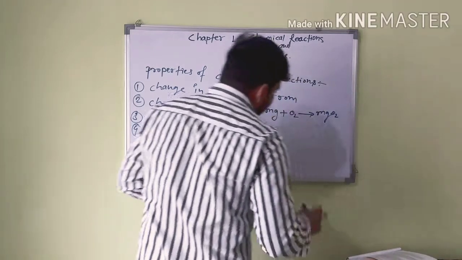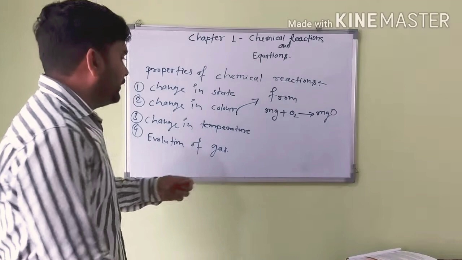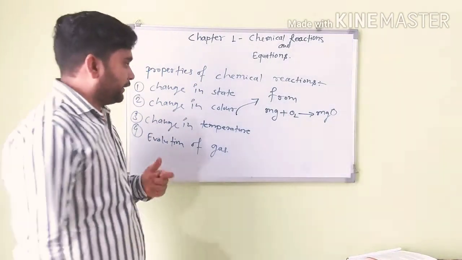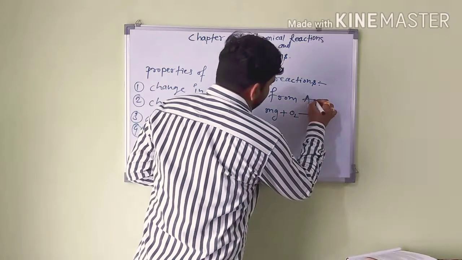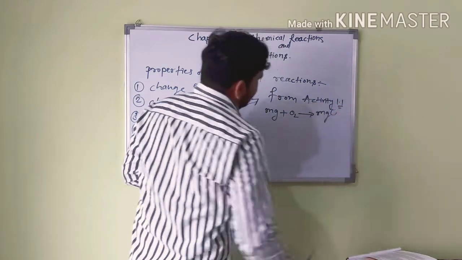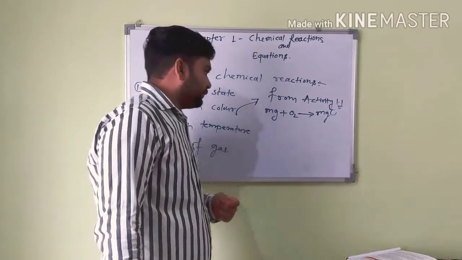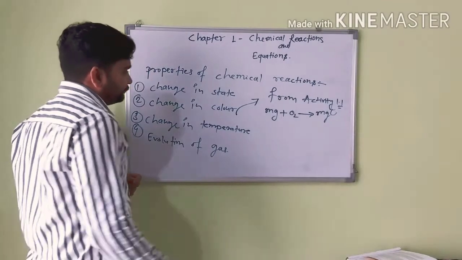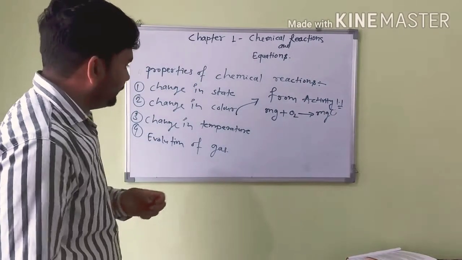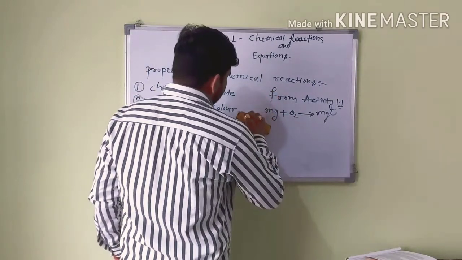So it is magnesium oxide, and at that time the color also changes. That is from Activity 1.1, given in your CBSE NCERT book, chapter number 1. And change in temperature: we can also discuss some examples of change in temperature.